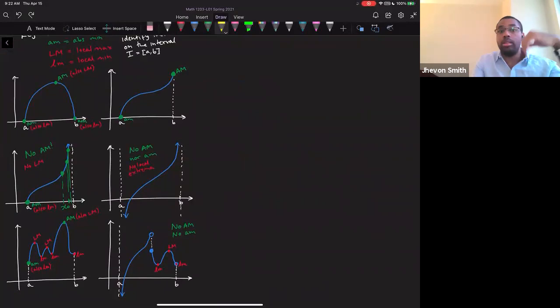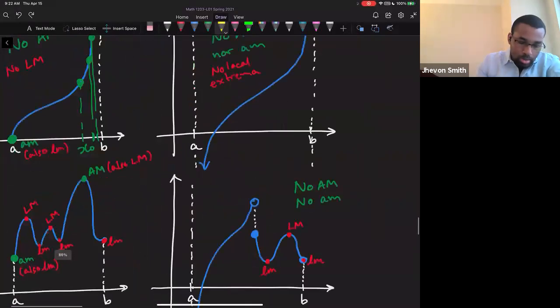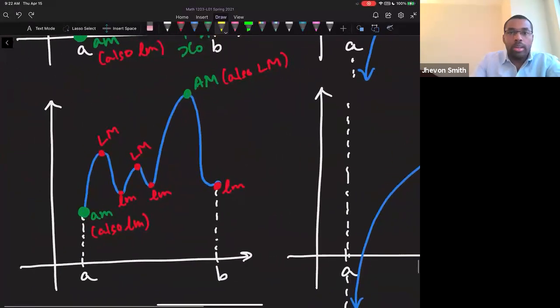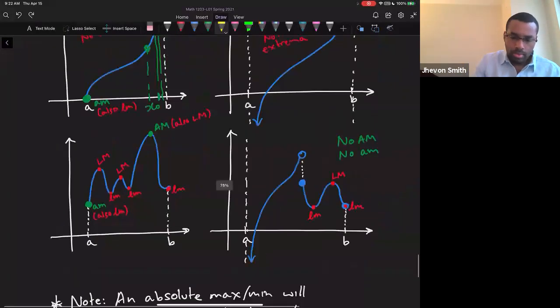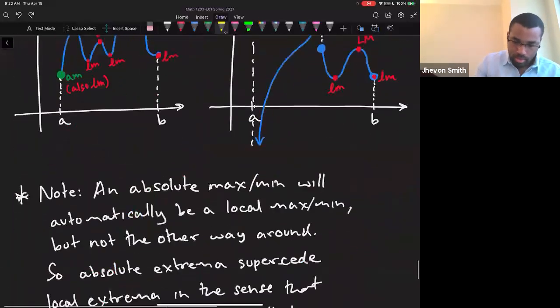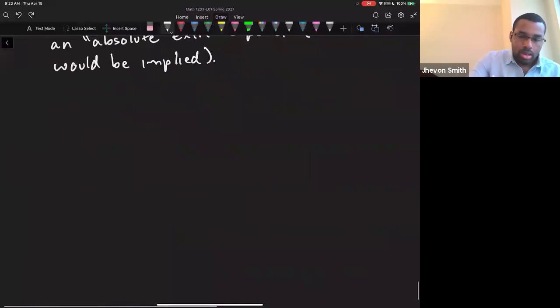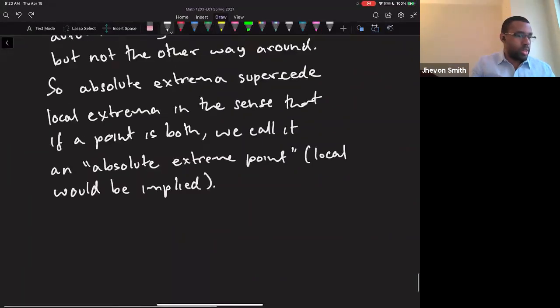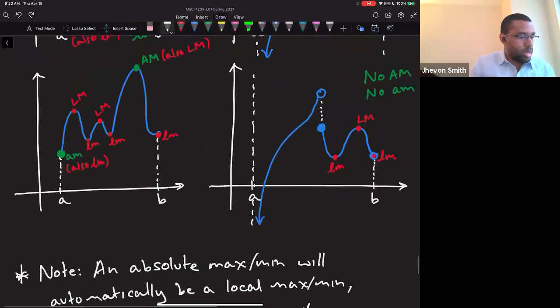The absolute max and min is the biggest guy, right? So this is probably a nice illustration because you have both here, where you can see the local maximums and minimums. Those are your little hills and valleys. The absolute max and min is the biggest hill, the deepest valley, right? And that's the difference. All right, cool. Hopefully that was helpful.